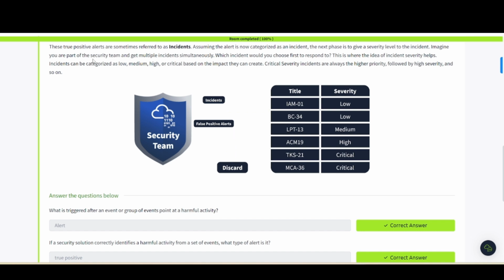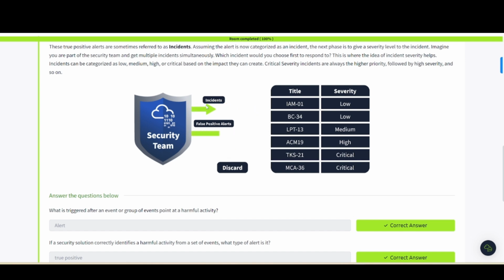Imagine you are part of the security team and get multiple incidents simultaneously. Which incident would you choose to respond to first? This is where the idea of incident severity helps. Incidents can be categorized as low, medium, high, or critical based on the impact that you can create. Critical severity events are always the higher priority, followed by high severity, and so on.